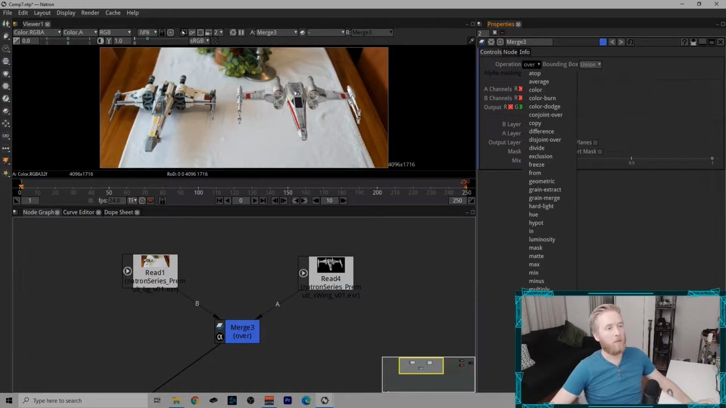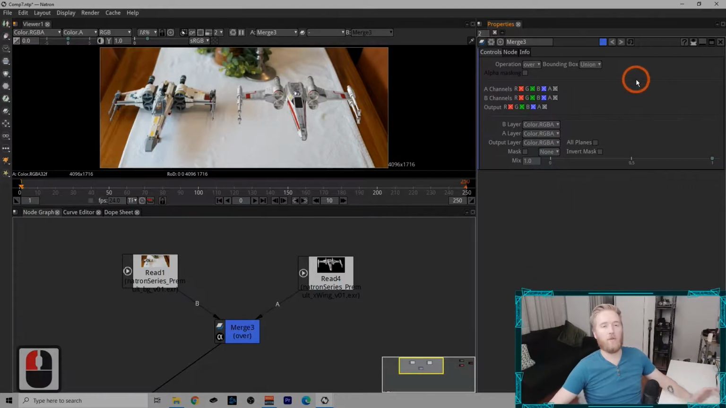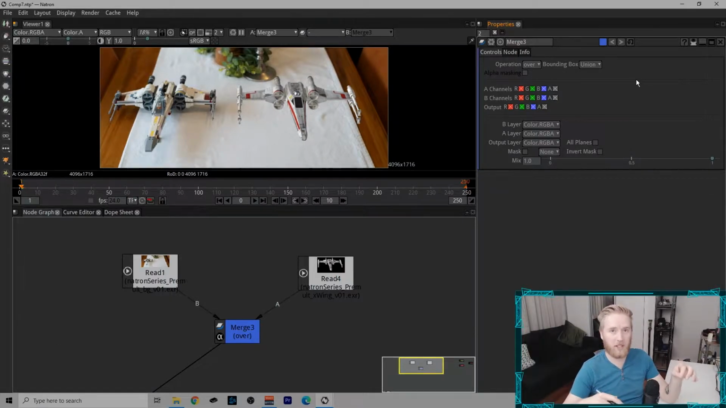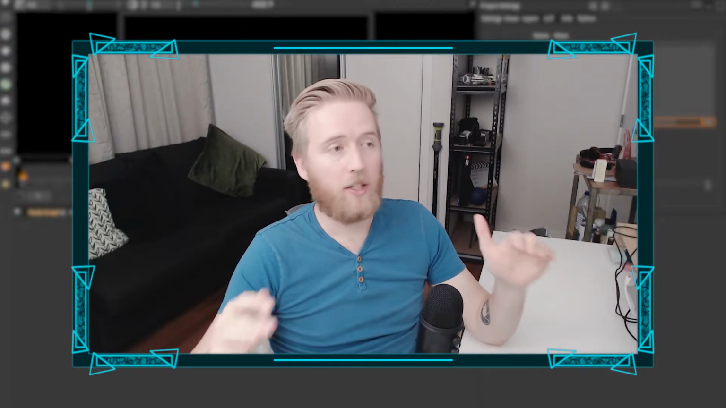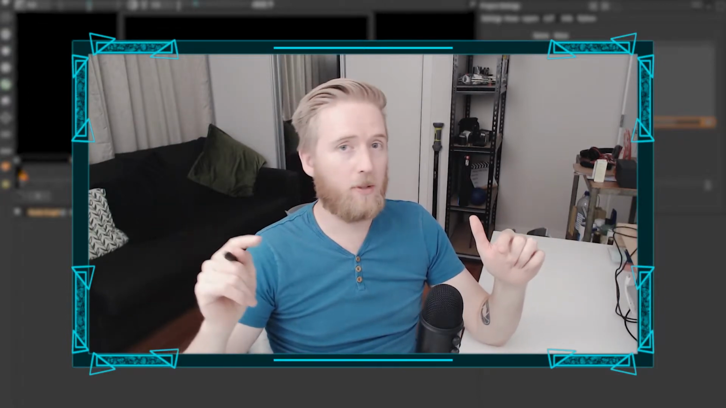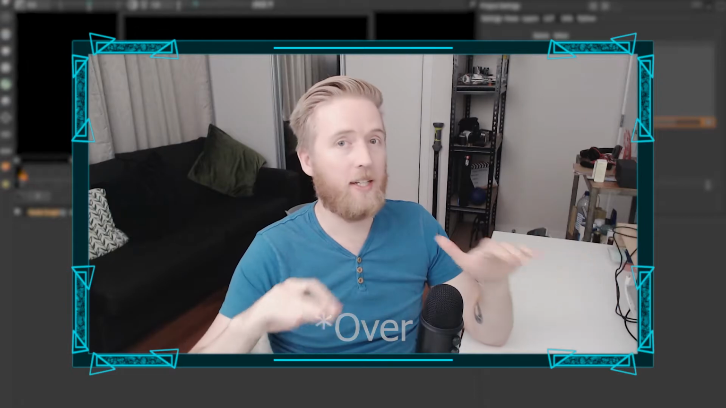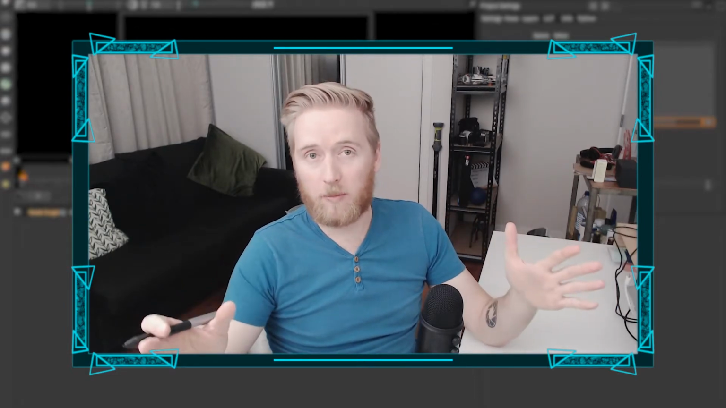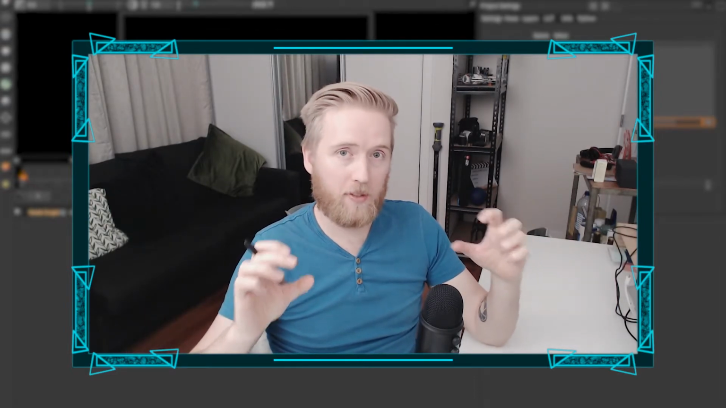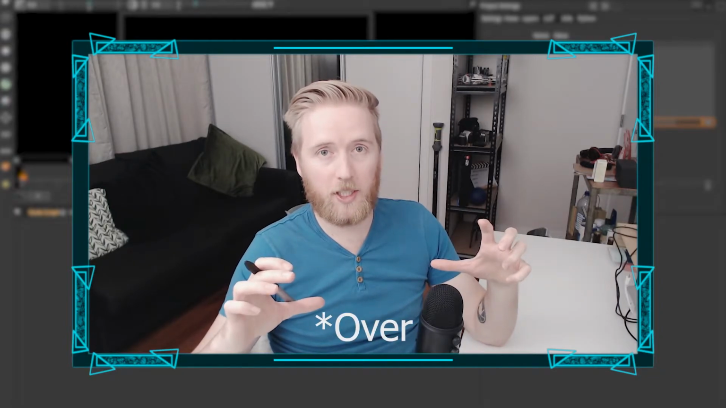Before I explain any others or any knobs, I'm going to go into some depth on the mathematical equation behind the over operation. Let me make it clear. What I'm about to explain, you don't actually need to know. You just need to know that A goes over B for the merge operation. That's it. But what I'm about to explain is the exact math that happens under the hood of the merge operation. So it's good to know, but you don't have to.